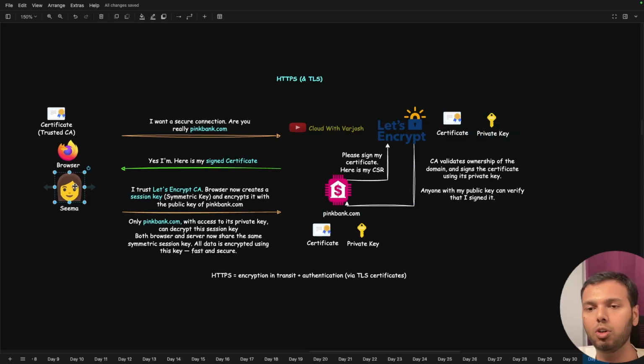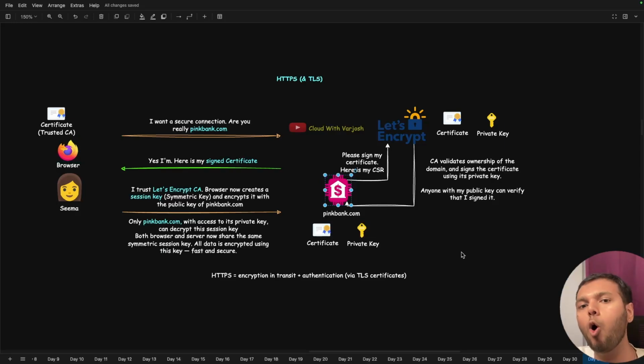Now Seema wants to access pinkbank.com. Seema has a browser. Seema sends a request: I want a secure connection. Are you really pinkbank.com? And pinkbank.com, as we know, already has a signed certificate, and this certificate was signed by a public certificate authority named Let's Encrypt. And once it presents this certificate to Seema, Seema's browser verifies that it is indeed signed by a valid trusted CA. But Varun, how can this browser verify?